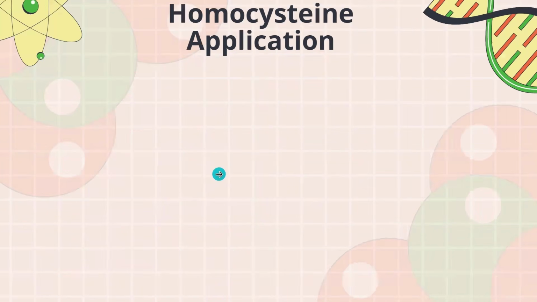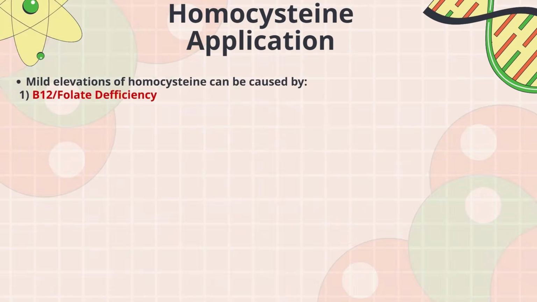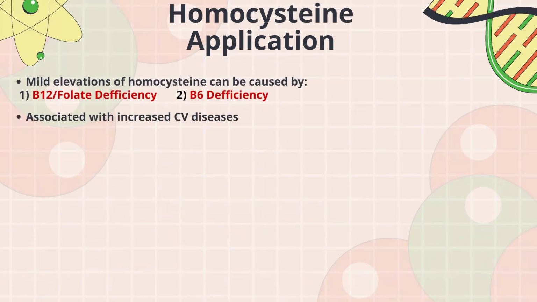So as I told you guys, homocysteine is toxic, which is why we remethylate it and transsulfate it. For this reason, mild elevations of homocysteine can be caused by two things: B12 and folate deficiency, and apart from that, B6 deficiency. These are basically associated with increased cardiovascular diseases. You're going to notice these, okay? Because B12 and folate deficiency is going to prevent the remethylation here. If you have B6 deficiency, you're going to prevent transsulfuration. Okay, so another important thing we're going to talk about now is homocystinuria.